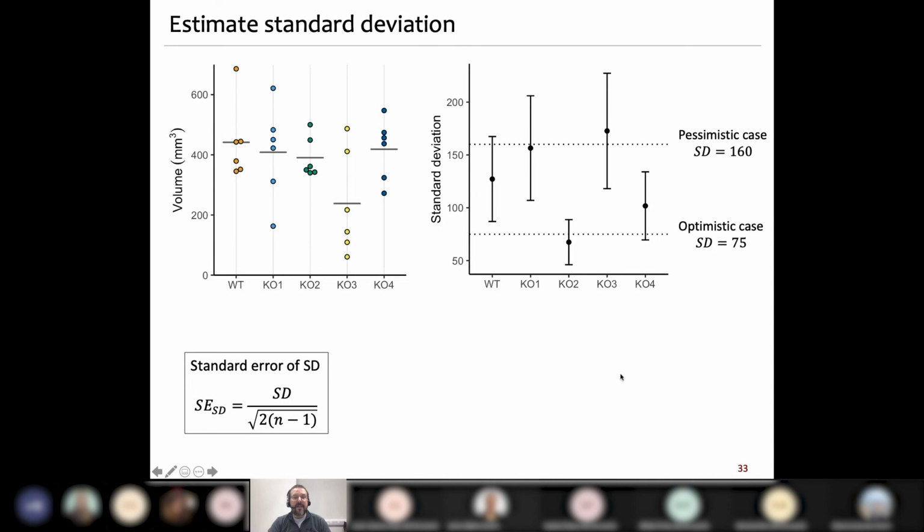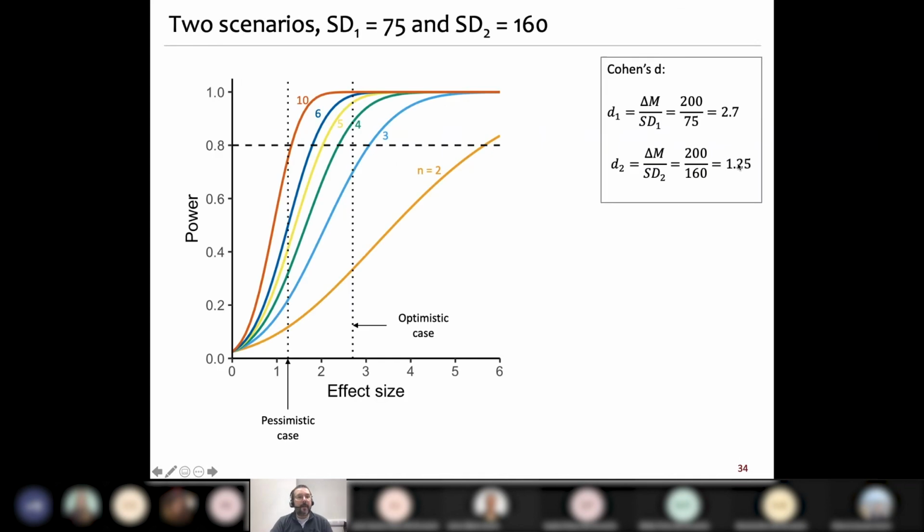And it shows you how spread this standard deviation is. And based on this figure, we decided to consider 2 cases. An optimistic case where standard deviation is rather lower, and we decided to take standard deviation of 75, and a pessimistic case where standard deviation is larger, and we take 160. These 2 scenarios of 75 and 160 are shown in this figure.